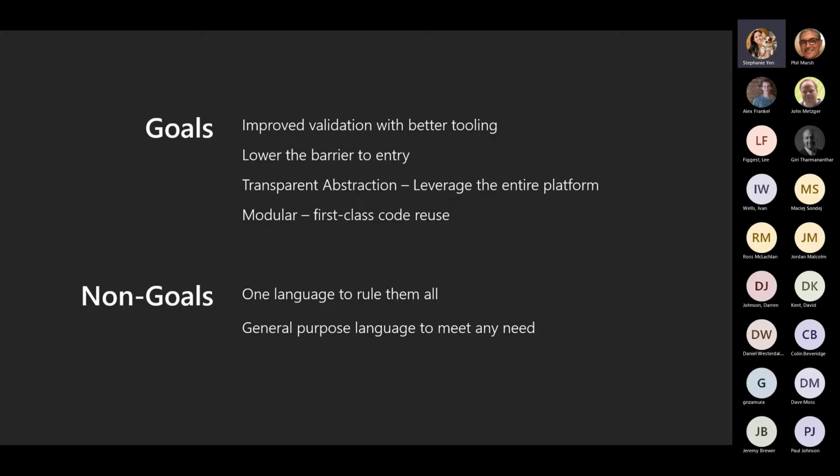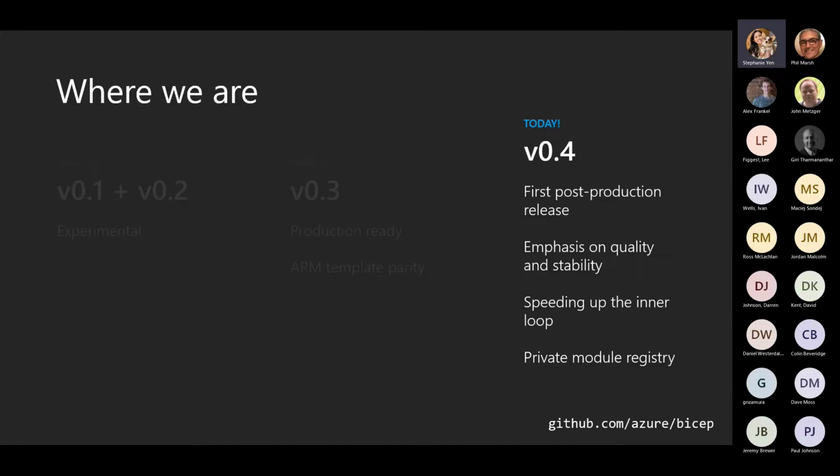So where we are now: in the fall of last year was version 0.1 and 0.2. This was just our experimental version, trying to figure out how Bicep works and how we could make it improved from the ARM templates. This past March was our production-ready version. It has all ARM template parity, and this was a huge milestone for us. And today, version 0.4 was our first post-production release, with an emphasis on quality and stability. We continue speeding up the inner loop, and recently, two weeks ago, we released our private module registry. So that's pretty cool. Look forward to the public module registry.